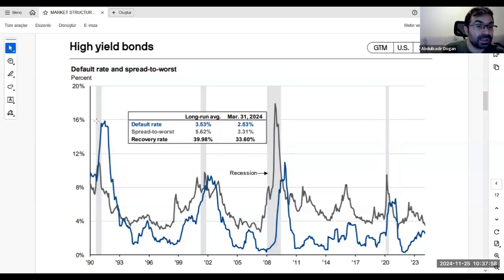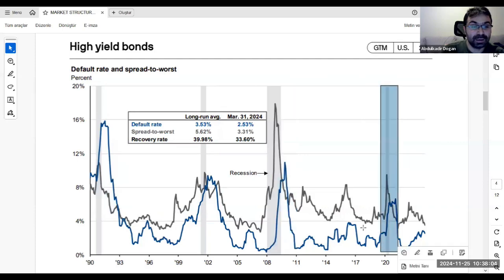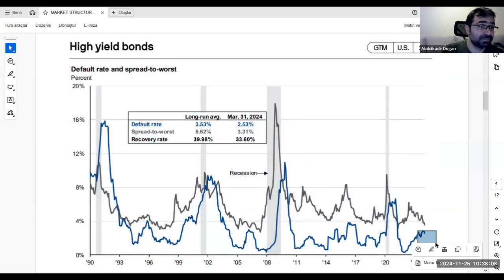And as you see, default rate is directly increasing in the crisis periods. But normally, the default rate is really low, even less than 4%. So default probability in the fixed income asset is almost impossible if the government and country is there.